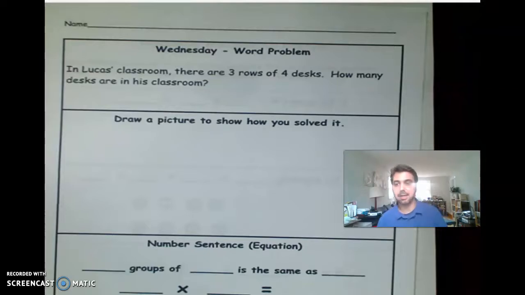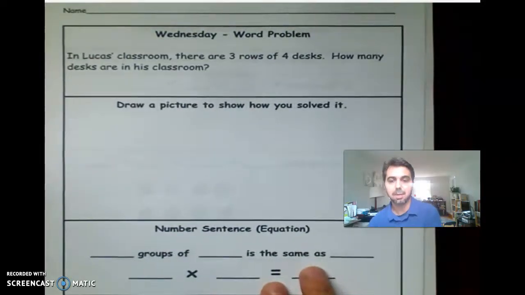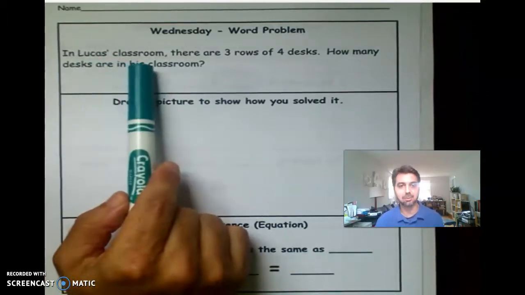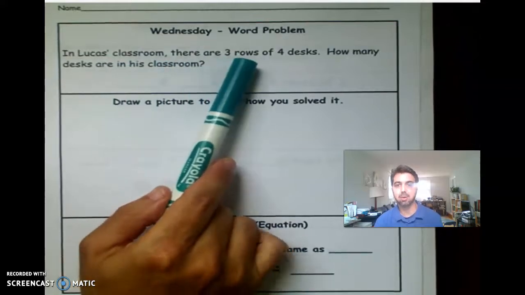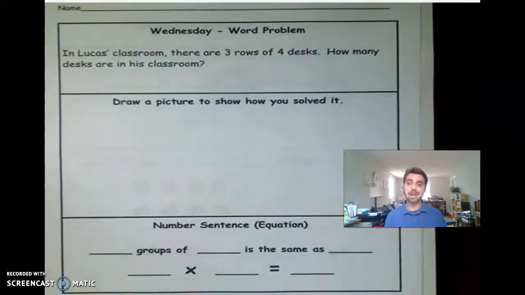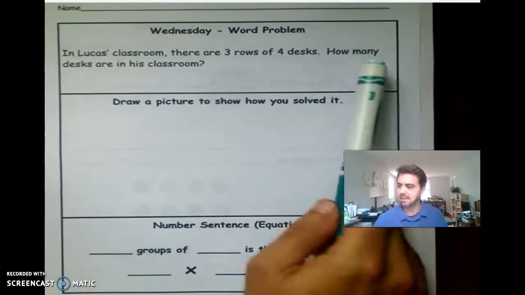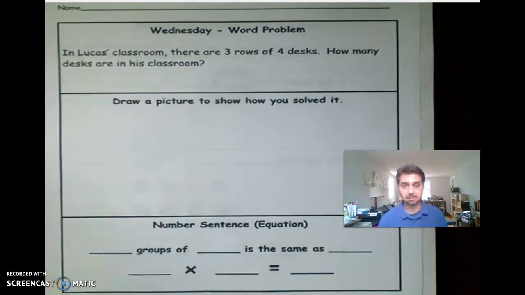All right, so on this page, we have another word problem, which is very similar to the last one. I'm going to read it, and then I would like you to finish it once the video is over, or you can pause the video, complete it, and then continue, okay? So it says in Lucas's classroom, there are 3 rows of 4 desks. Of course, right now, we have less desks in the room, because normally we would have like 15 to 20 desks. How many desks are in Lucas's classroom? All right, let's find out.